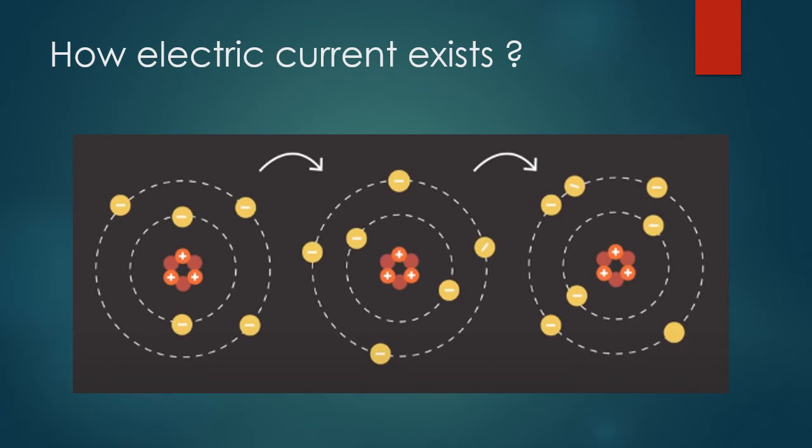First of all, let's talk about the electric current in general and how it exists. As you can see in the picture shown here, there are three atoms with their electrons around them, and electric current is just the flow of electrons from atom to atom.